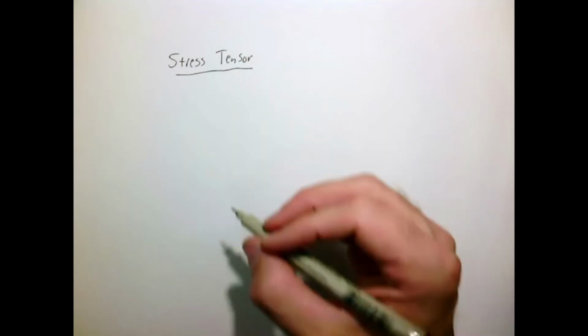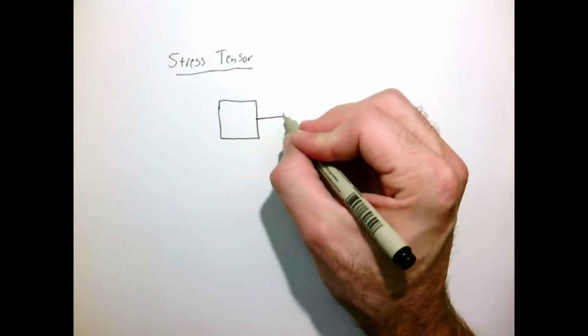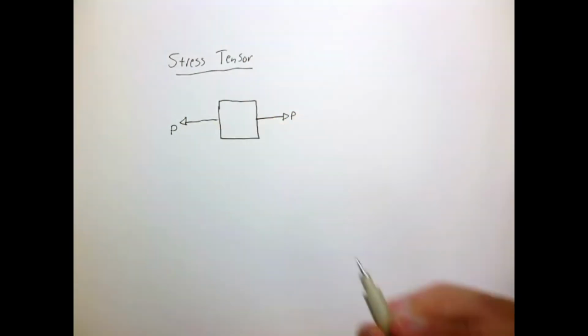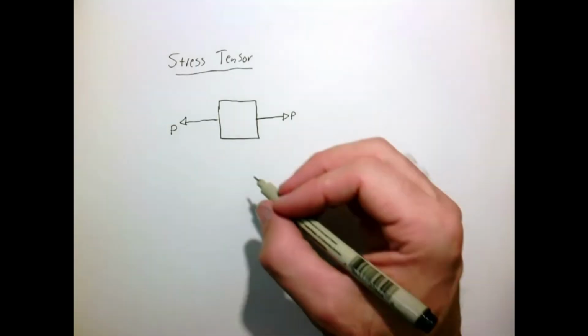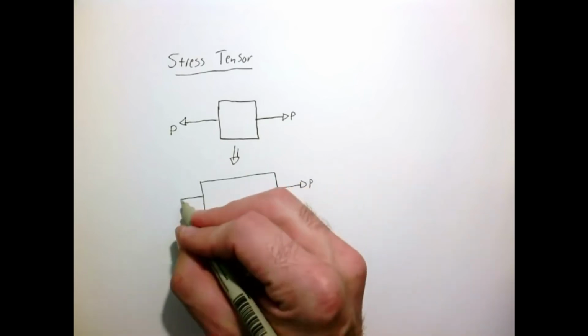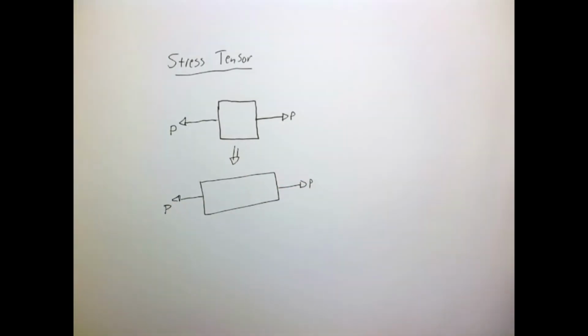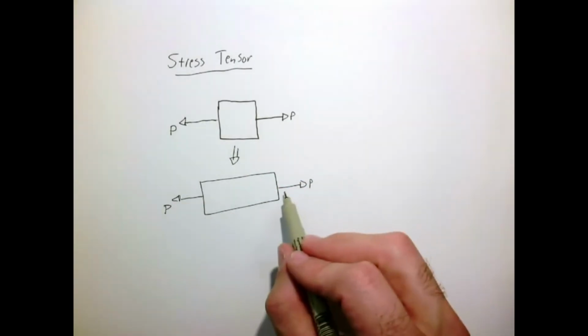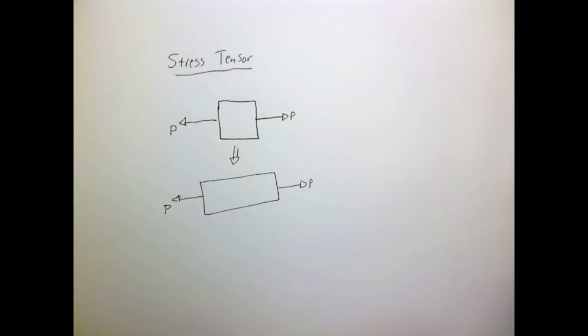So today let's discuss the stress tensor. Let's take a block of material and pull on both ends with a load P. Now if we assume this is a solid, you might expect the response of the material to be something like that. You might elongate, get a little bit longer in this direction, a little bit thinner in that direction.